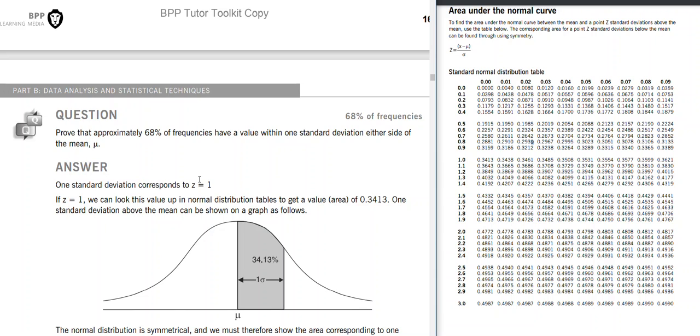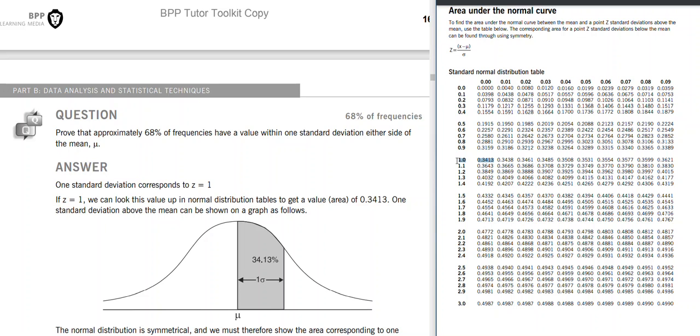Okay, prove that approximately 68% of frequencies have a value within one standard deviation on either side. You can do this using this standard distribution table. When we look at the percentage, if it is 68%, you divide this by 2. Why are you dividing it by 2? Because we have data divided on both sides. If you divide it by 2, it becomes 34. And if you check this 34% in the table, you will see that it has a standard deviation of 1.